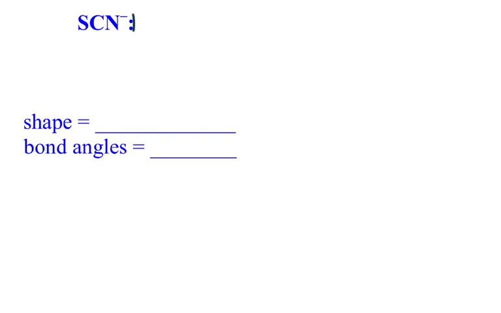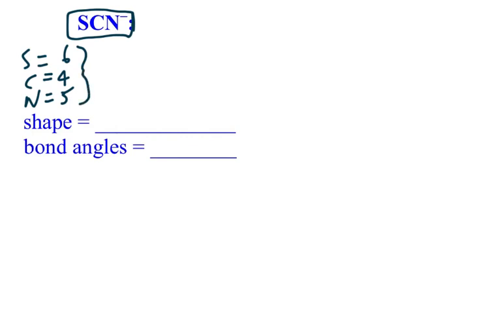So here we've got sulfur, which has 6 valence, carbon with 4, nitrogen with 5. When we add this up, we're looking at 15, but there's a negative here. So add the extra electron. We got 16 in total.